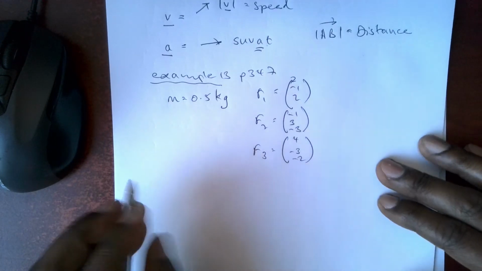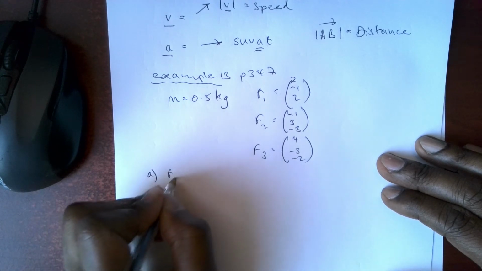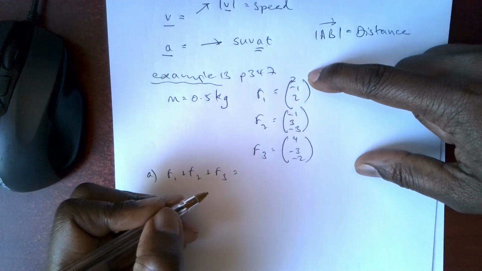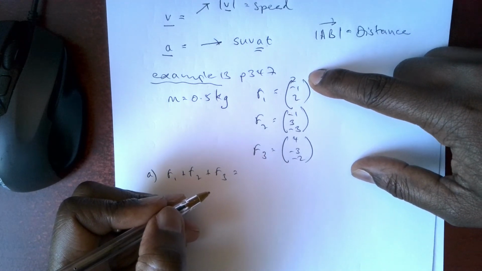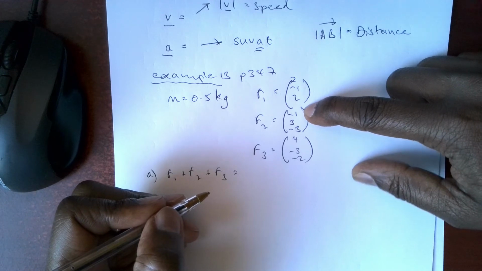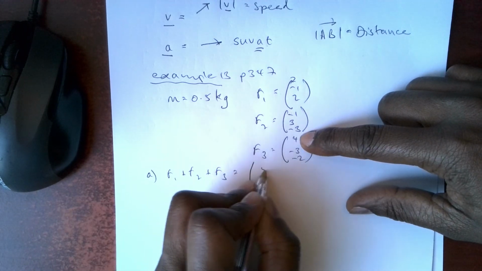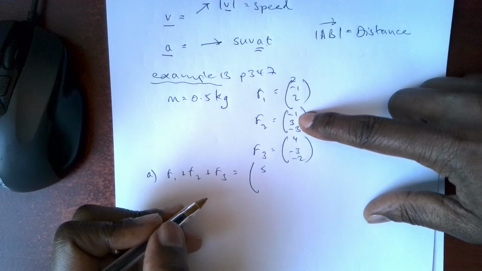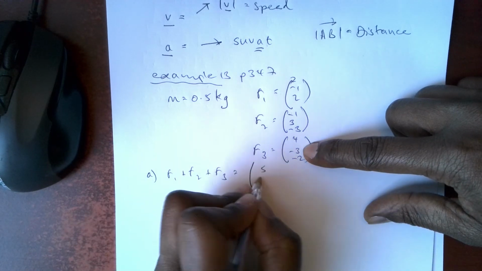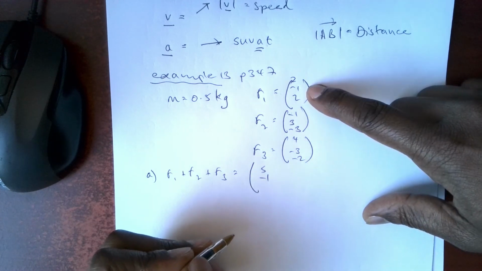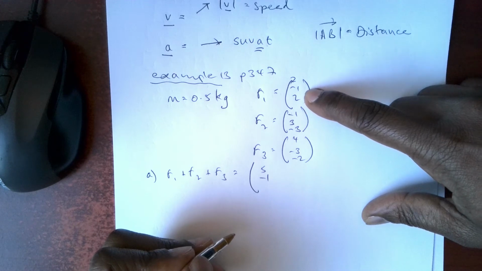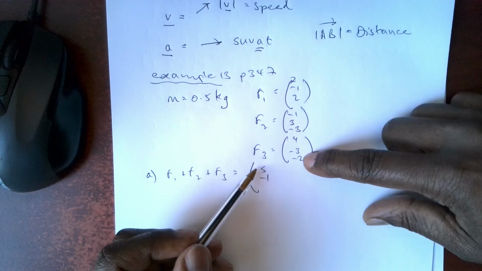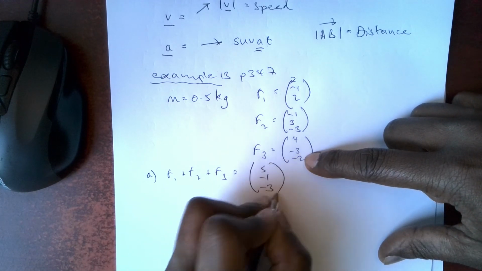They want us to find a resultant force in part A. Well, that's just going to be F1 plus F2 plus F3. So if you add those together: 2 minus 1, which is 1, plus 4 is 5. Then I've got negative 1 plus 3, which is 2, take away 3, which is back to negative 1 again. And then the last one, I've got 2 minus 3, which is negative 1, minus 2 is negative 3. Okay, so there's my resultant force.